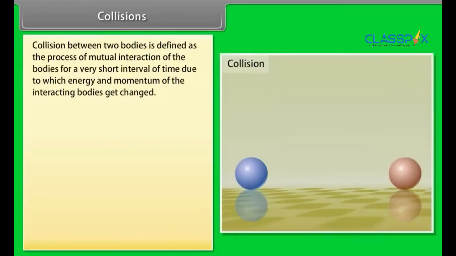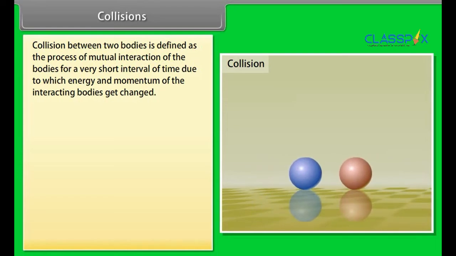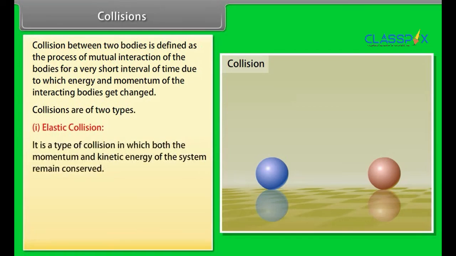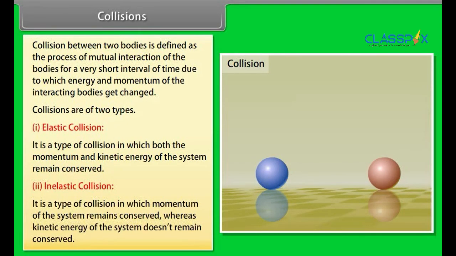Collisions. Collision between two bodies is defined as the process of mutual interaction of the bodies for a very short interval of time, due to which energy and momentum of the interacting bodies get changed. Collisions are of two types. Number 1, elastic collision: a type of collision in which both the momentum and kinetic energy of the system remain conserved. Number 2, inelastic collision: a type of collision in which momentum of the system remains conserved, whereas kinetic energy of the system doesn't remain conserved.